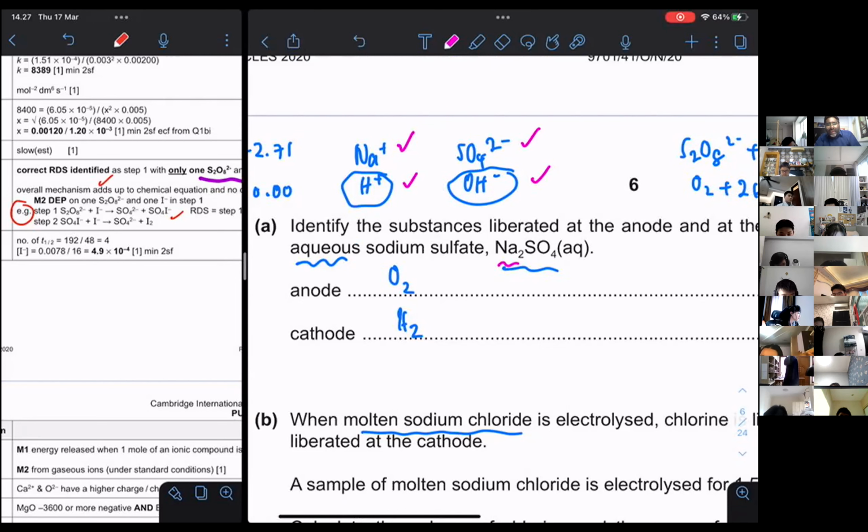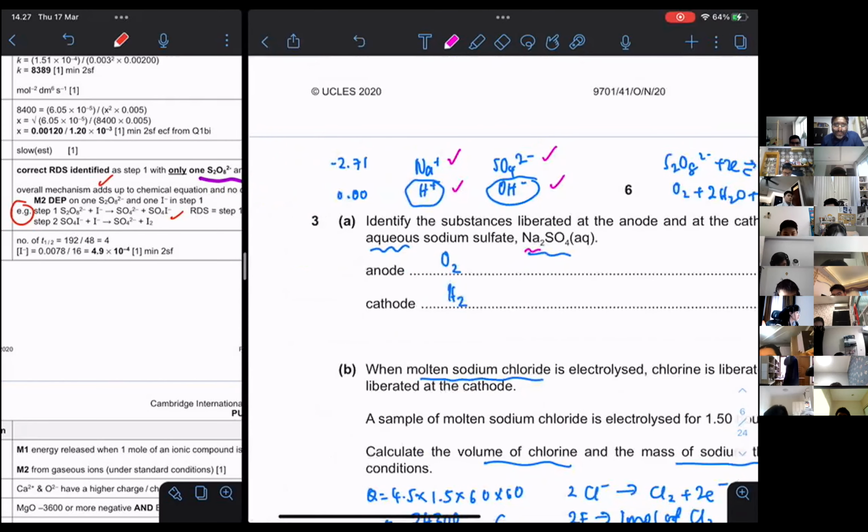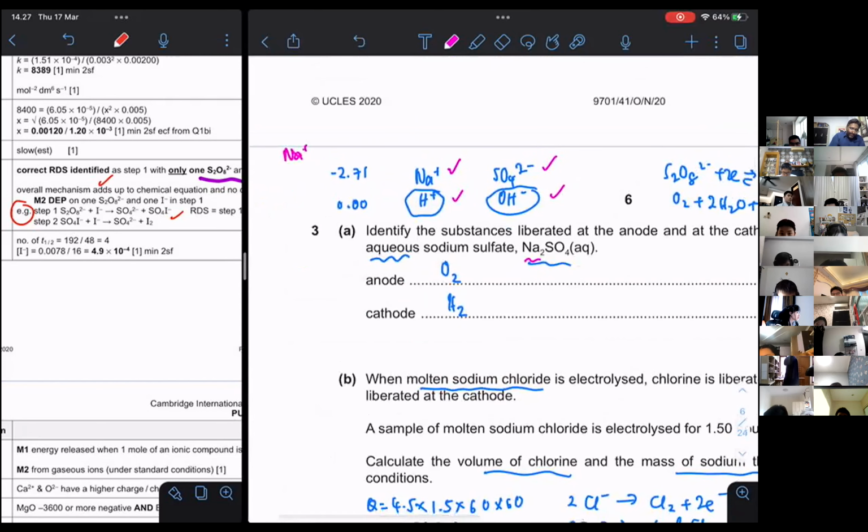But this one is in our syllabus, no need to worry about that, because you can use the standard reduction potential. We know that Na+ plus electron to give you Na is -2.71. H+ plus 2 electrons to give you H2 is 0.00. Which one will be formed more? Of course, the one that is more positive. 0.00 is more positive than -2.71. That's why this is selected.